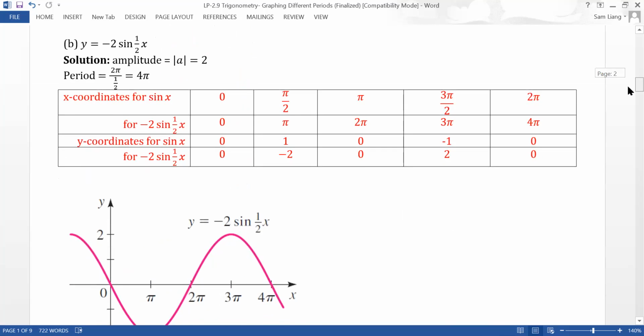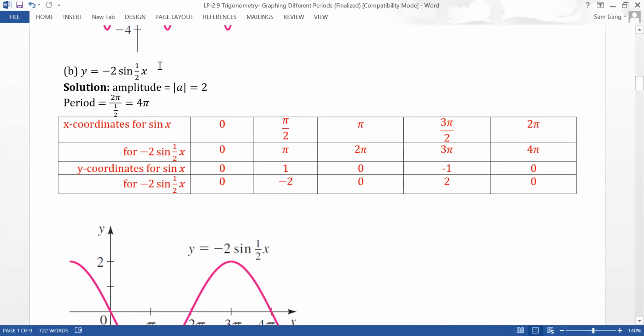All right, next is negative 2 sine half x. So the amplitude is 2, so at positive 2, right? Because the absolute value of negative 2 is 2. And then the period is 2 pi divided by 1/2, so that'll end up being 4 pi. Okay. All right, same chart as the previous question.